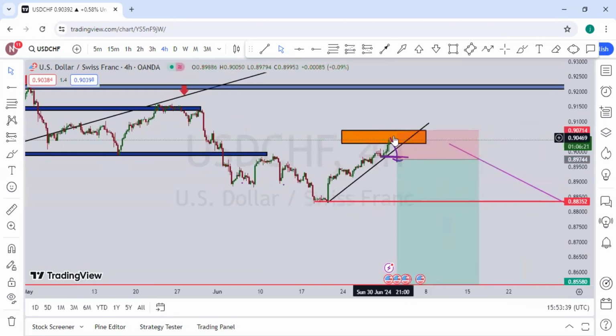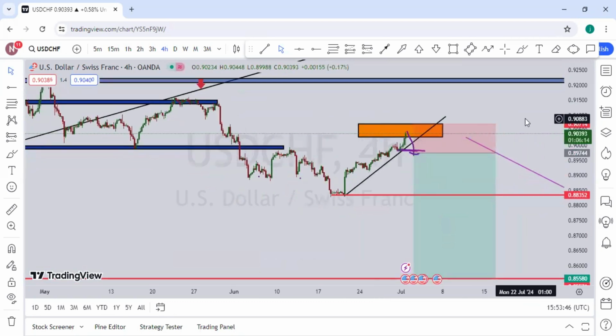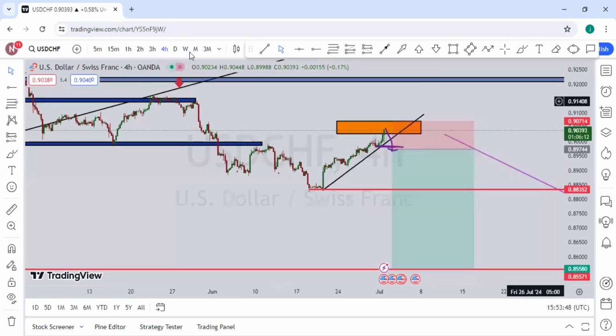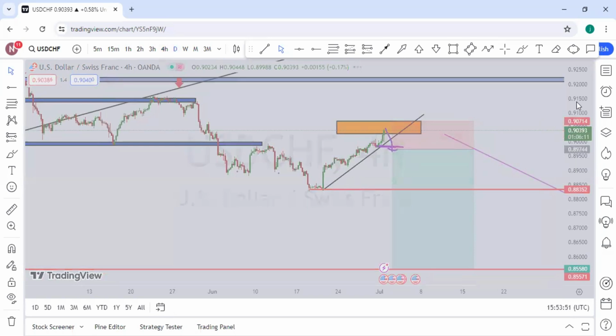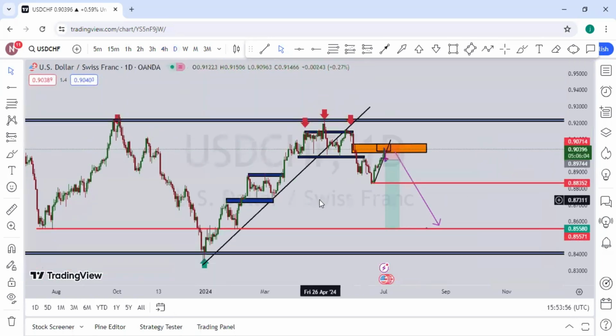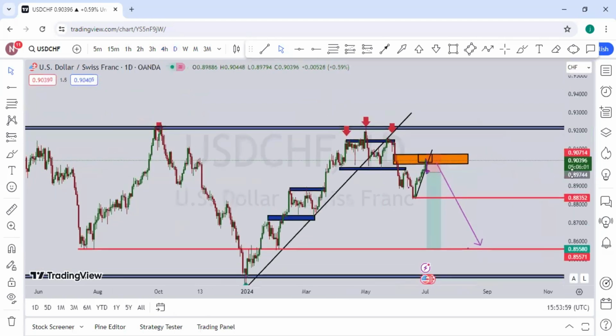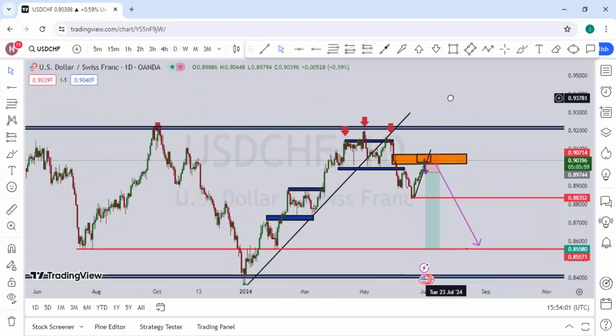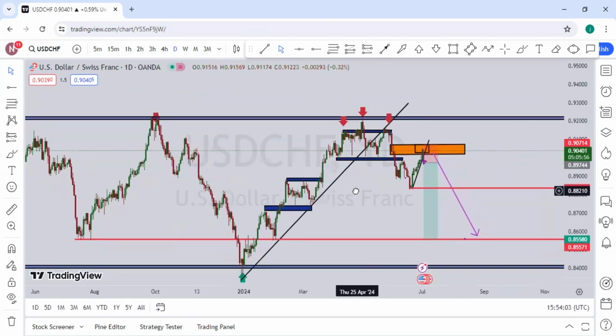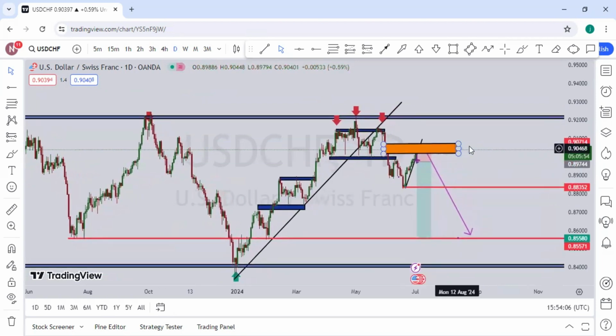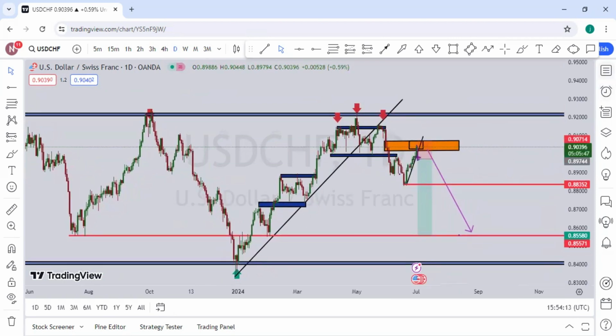So I think this is going to happen this week. If the market respects this level, my yellow zone, I think this trade I could take this week. So that is all for USD CHF. I'm almost ready to enter my trade on it. I'm expecting any time, if the market just breaks my counter trend line, then I'm in for it.